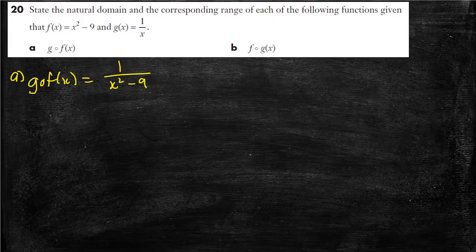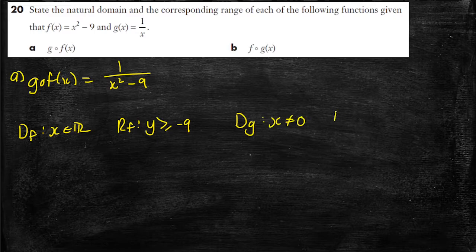Now again, we're putting x values into f, and then f goes into g. So we need to look at the domain of f first. So the domain of f, f is a quadratic, so x is an element of real numbers, and the range of f is y is greater than or equal to -9. Then we look at the domain of g. The domain of g is x greater than 0, and the range of g is y greater than 0.